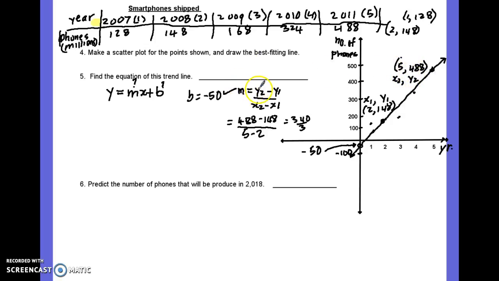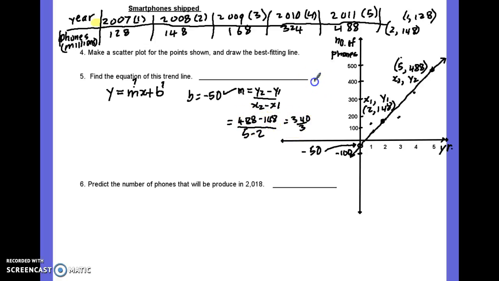And the formula for finding the slope of a line, knowing 2 points on the line, I trust you remember, or if you don't, here it is. Slope is equal to y2 minus y1, that's the rise, over x2 minus x1, that's the run. The y2 is 488, the y1 is 148, over x2 minus x1, which would be 5 minus 2. So you might have been wondering, how do you get the 340?